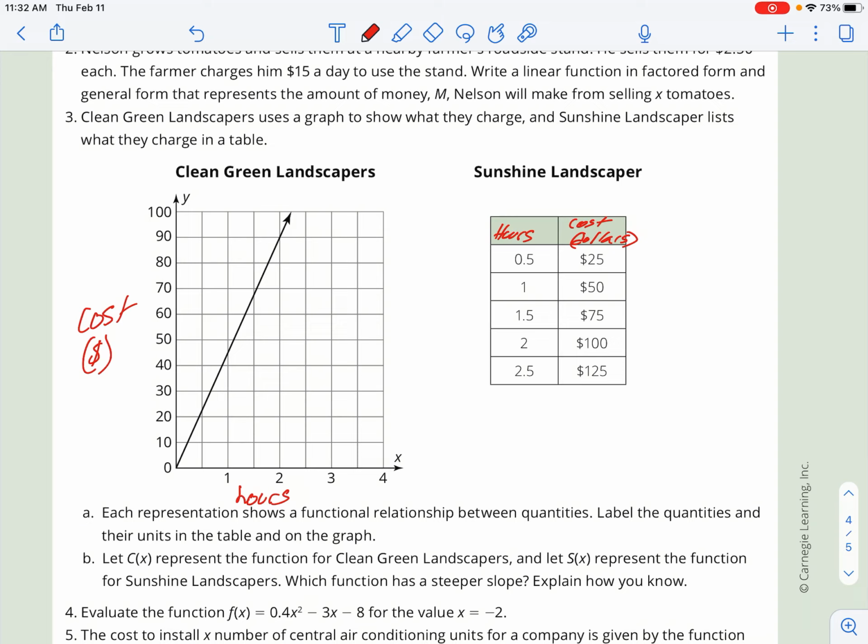Now for the graph slope, we want to find nice points. I see a nice point here, and the only other nice point I see is down here at the origin. So I want to talk about my rise and my run. I had to go up 90, and then run to the right 2. So the slope for the green landscapers is rise over run, which is $45 per 1 hour.